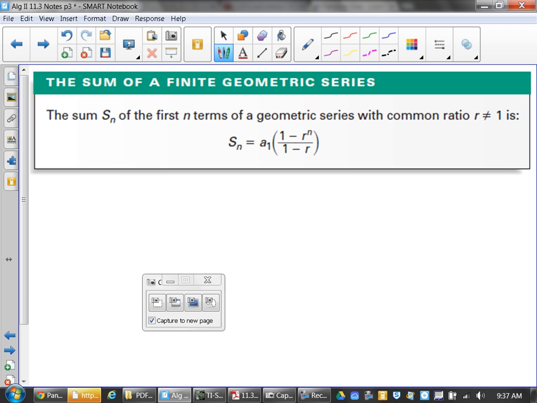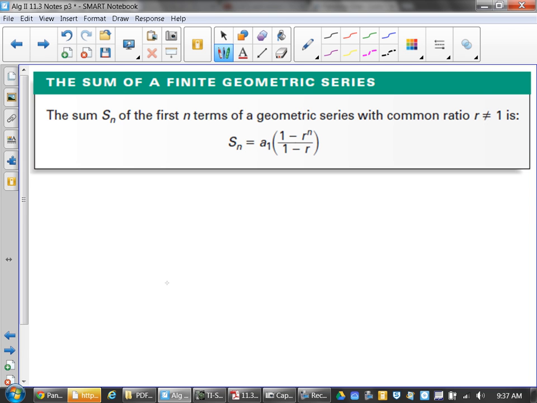When we get to the sum of the finite series, we have another formula. Now, what this means again is we're going to add up a bunch of terms in a geometric series, and this is how we come up with the formula for what it's going to equal, if you will.